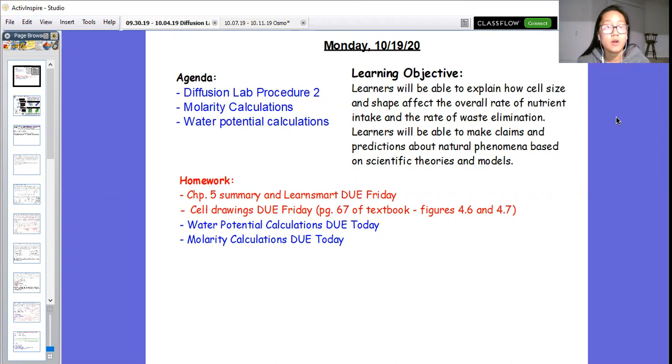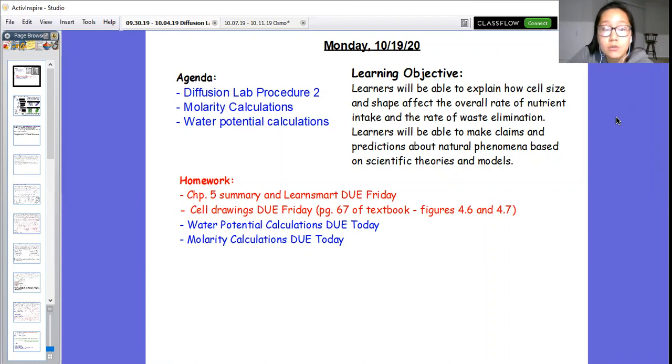All right, so for our agenda, the order is a little wrong, but we're going to first do water potential calculations after we do a little bit of notes, and then we'll do molarity calculations, and then we'll go over the diffusion lab procedure 2 that I'm going to be demoing for you all on Wednesday. And then you have your chapter 5 summary and Learn Smart due on Friday. So get a head start whenever you have free time.